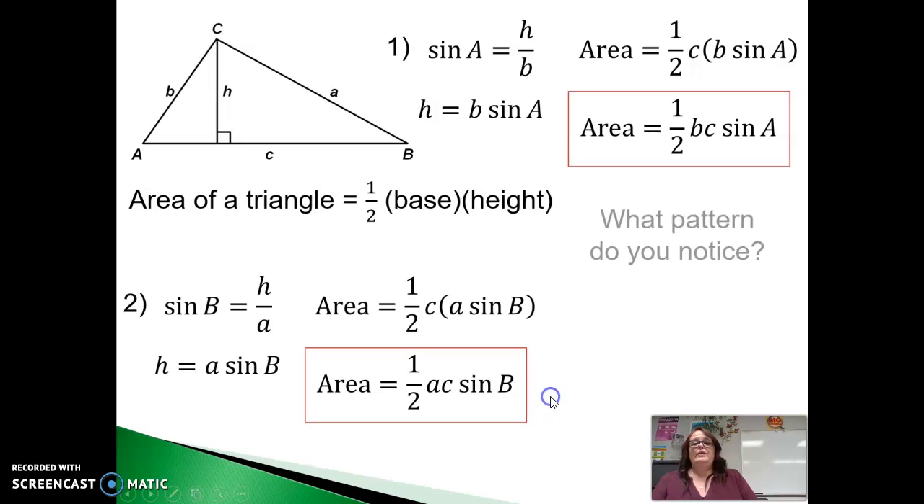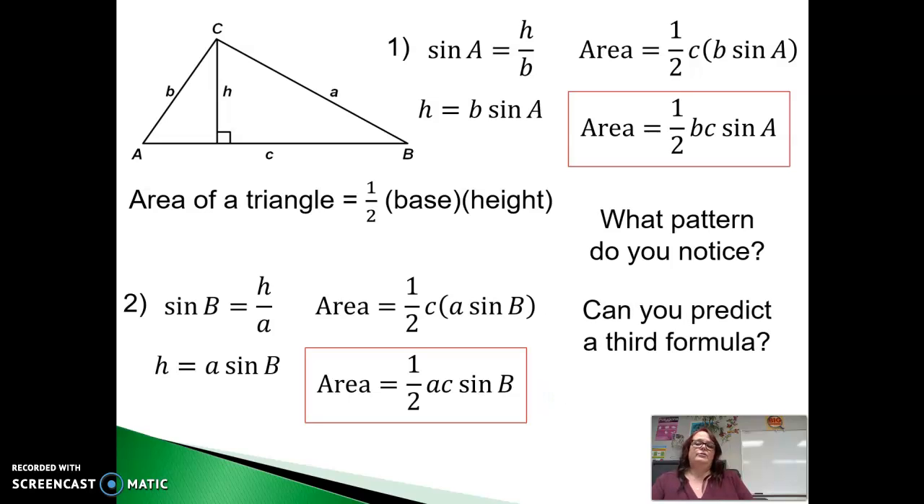So what I want you to do next is see, is there a pattern that you notice here? And then can you use that pattern to predict a third formula? So hopefully you see that there's an abc here and there's an abc here with no repeats. And so if I'm looking at angle C, that's the only one left, then I would say that the area is 1/2 ab sine C. I'm sorry for my picture covering up that right there. All right.